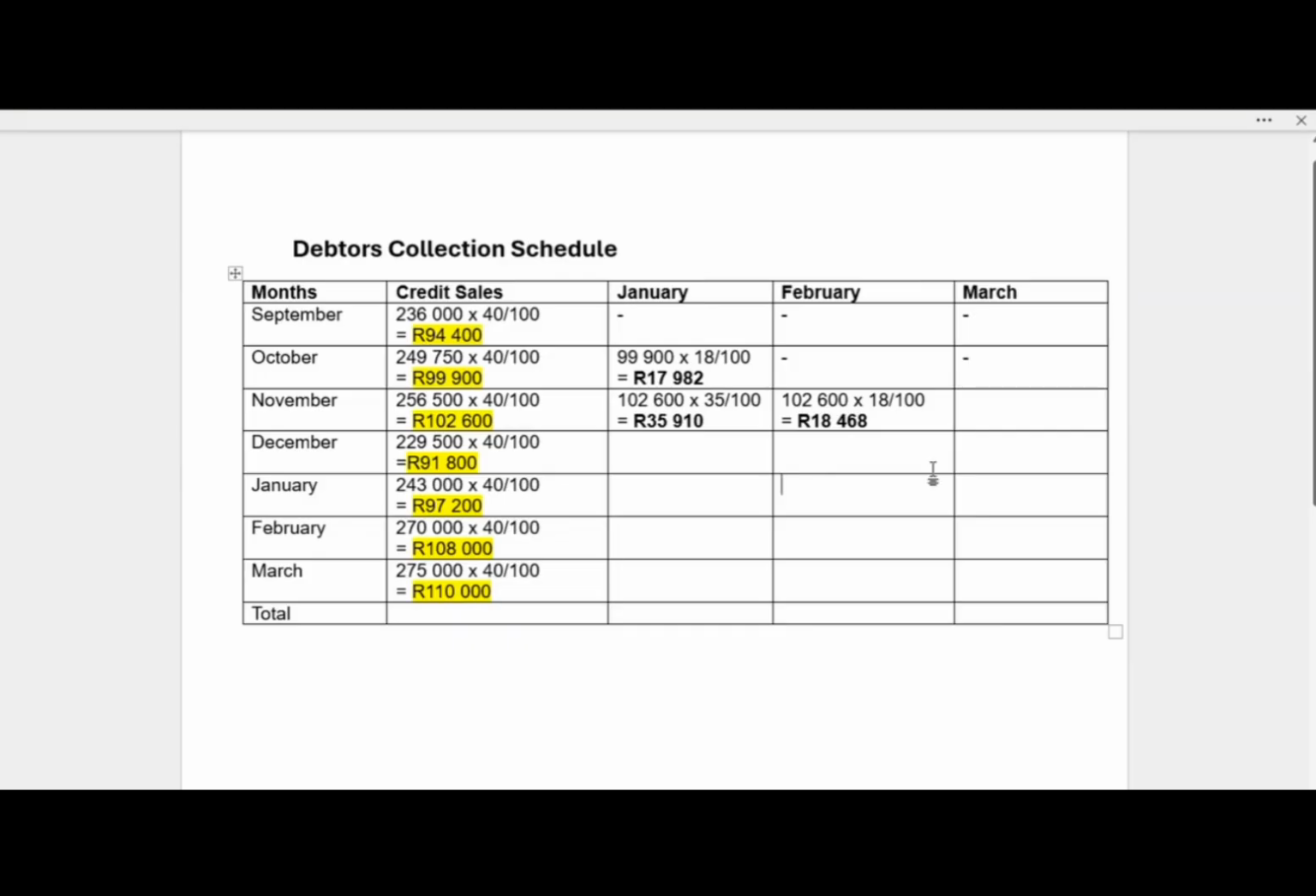All right, and then that's the last month. The third month is the last month for collection. Therefore, you put a dash there, nothing to collect in March for the month of November. All right, and then we go to December.